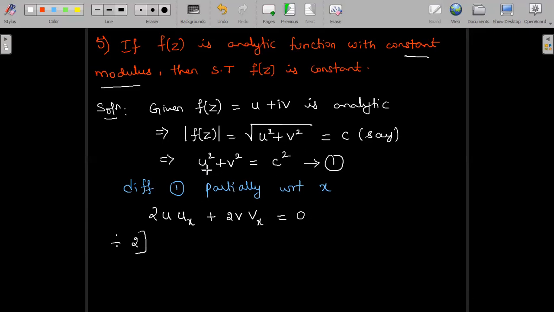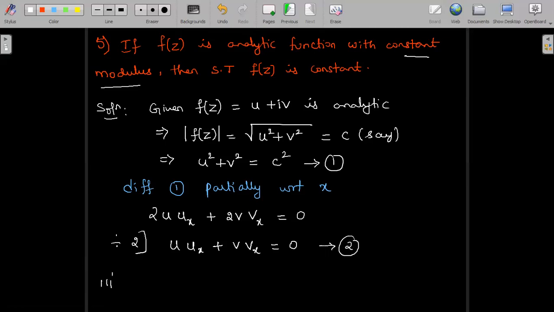U and v both are functions of x and y. So it is not just 2u; we have to apply the chain rule, so 2u into dou u by dou x. Similarly, 2v into dou v by dou x. Now we have 2 common and equating to 0, we can have the expression as u into ux plus v into vx is equal to 0. We'll call this equation 2 for convenience.